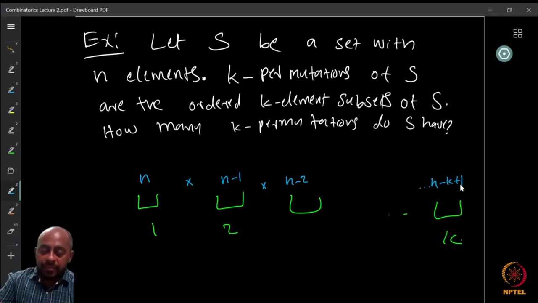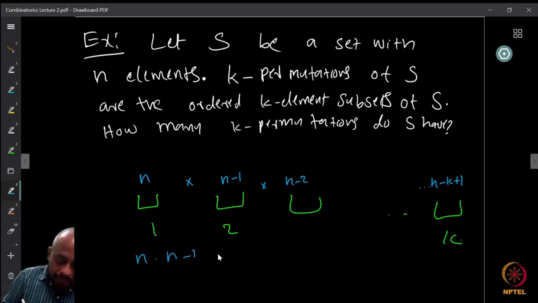So if we are forming a k-permutation, then we can choose n persons for the first position, n minus 1 for the second, etc., and n minus k plus 1 for the last. And each of these choices is independent, so therefore it is n into n minus 1 into etc., n minus k plus 1, right?